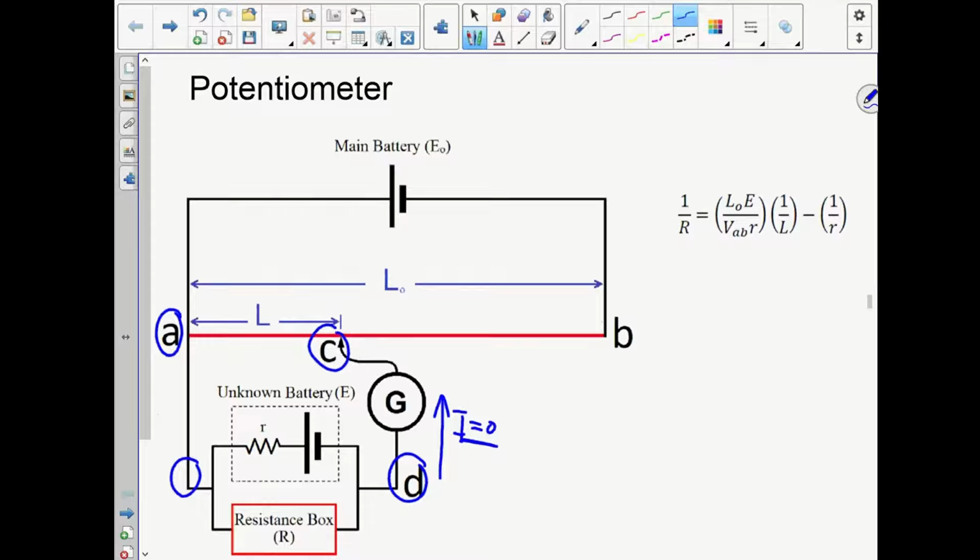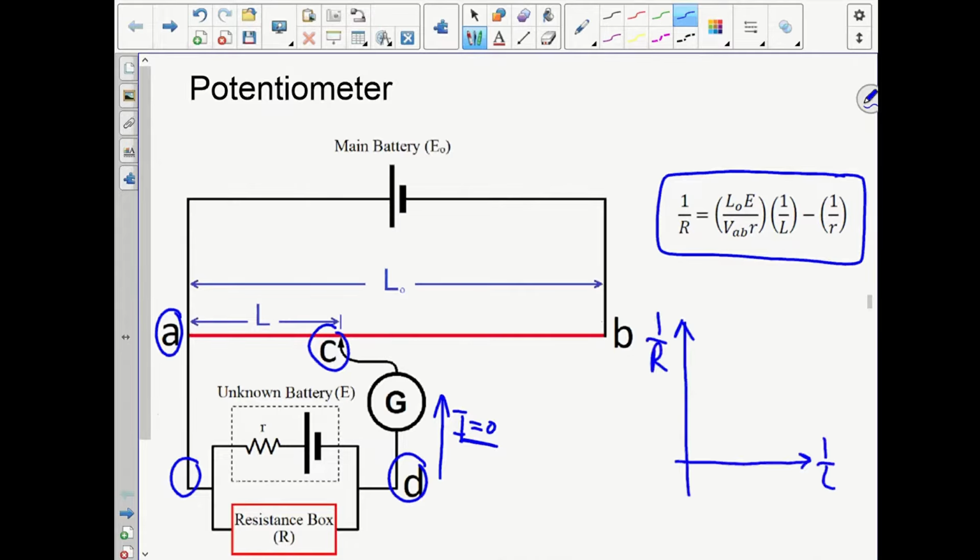Starting with the condition that says that VAC is equal to the voltage difference across the battery, this is the first step in the derivation of the equation of this experiment. Now the equation is shown here on the right side. And after you get the data for this experiment, you will plot 1 over R on the y-axis and 1 over L on the x-axis. Let's look at the variables that we have in the equation and make sure that we understand everything.